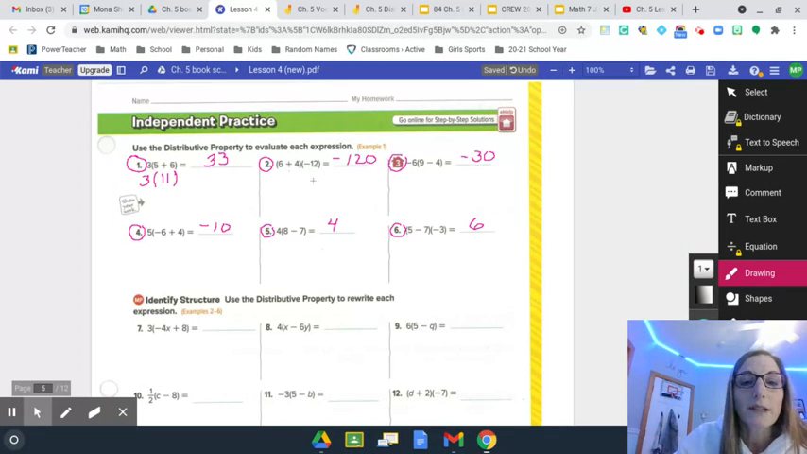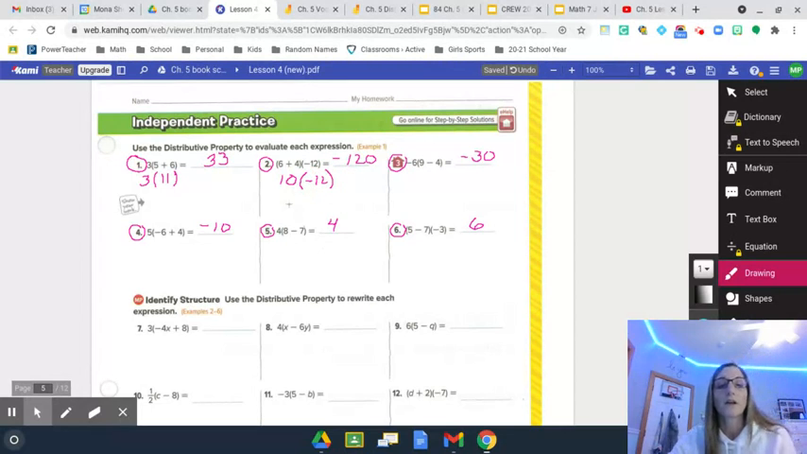Number 2, 6 plus 4 is 10. And then I'm going to multiply that by the negative 12. If I do 10 times negative 12, I get 120. So 10 times 12 is 120. It's also negative. One negative when you multiply is negative 120. Number 3, 9 minus 4 is 5. And then 5 times negative 6 is negative 30. Again, one negative when you multiply is a negative answer.